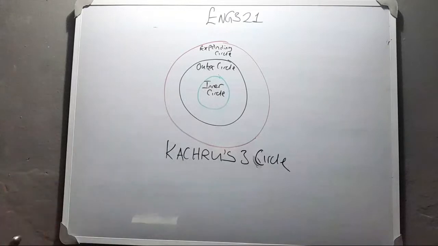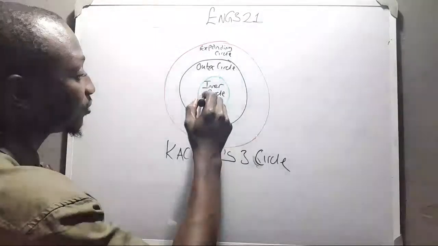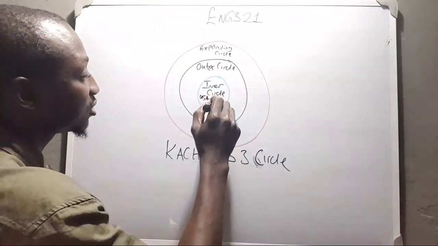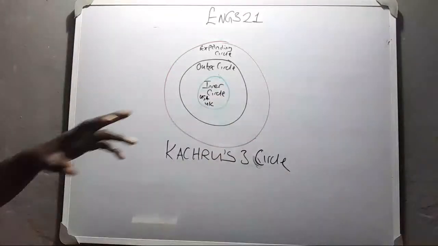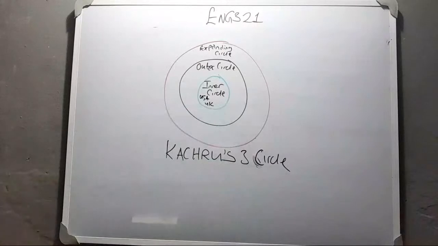Now they are called speakers of English. We have them as USA, UK, North America, New Zealand. That's the people in the inner circle. Then we have the outer circle.